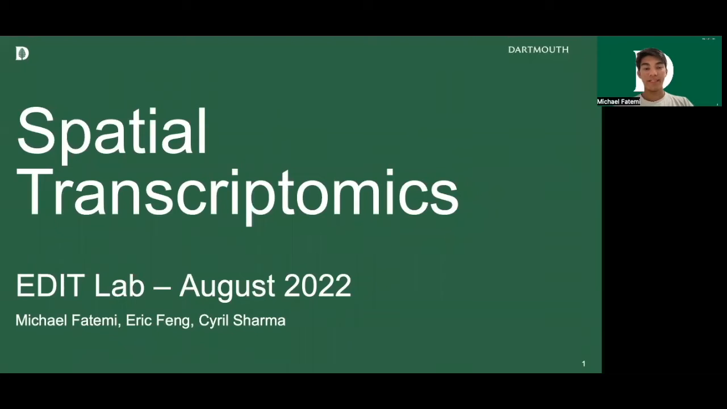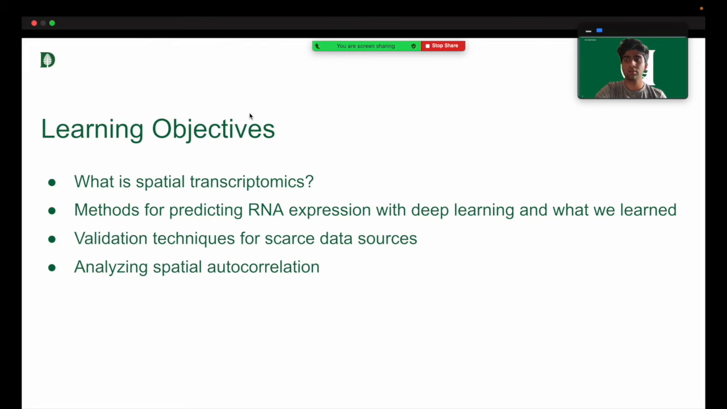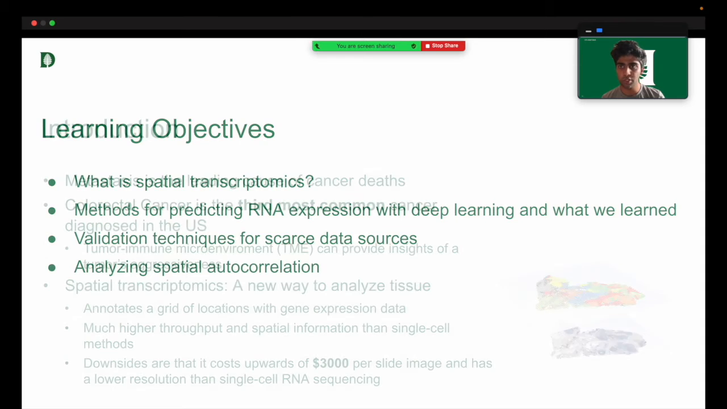Hi, my name is Michael Fatemi, and my teammates are Eric Feng and Cyril Sharma, and we developed RNA imputation techniques to augment spatial transcriptomics data. So today we'll be going over what spatial transcriptomics is, methods for predicting RNA expression with deep learning, validation techniques for scarce data sources, and analyzing spatial autocorrelation.